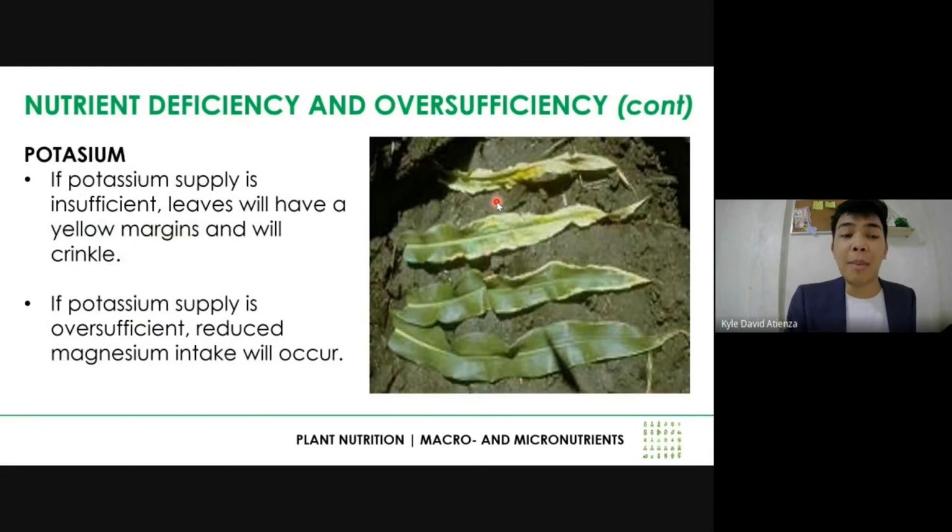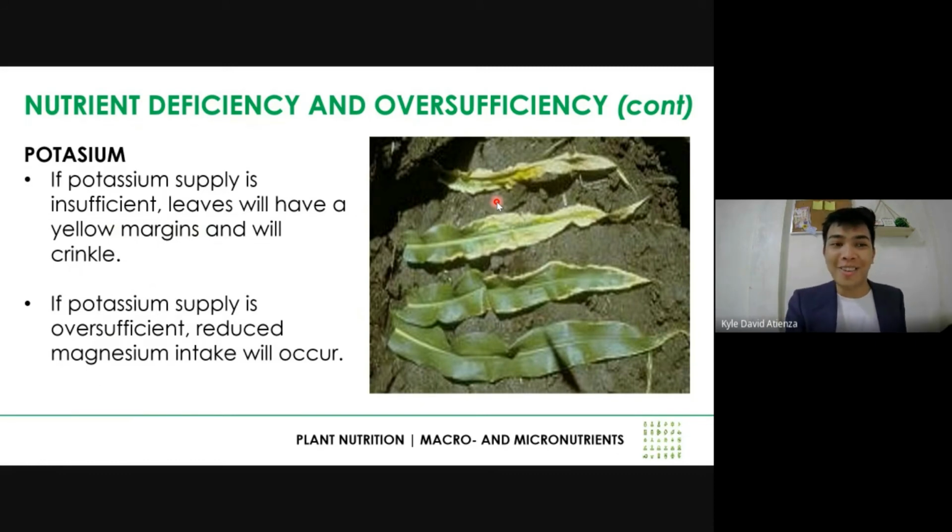The last primary macronutrient is potassium. If potassium supply is insufficient, leaves will have a yellow margin and will crinkle. And if potassium supply is oversufficient, there will be a reduced magnesium intake in the plant. In the illustration presented here, you can notice that the leaves are already crinkled and the margins of the leaves are turning yellow.